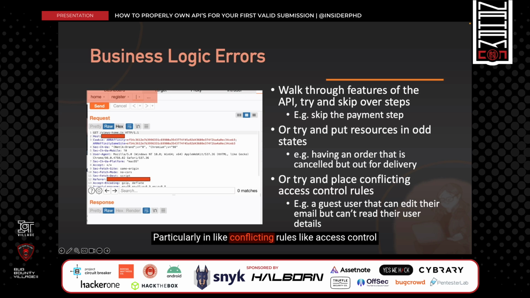Particularly in conflicting rules, like access control rules, where you have implied permission levels, this can happen quite a lot. So, for example, a guest user that can edit their email but can't actually read their user details because they're a guest. Things like that tend to be very, very common in APIs. And again, this is how I found my first vulnerability. Literally my approach was put things into Repeater, go through the steps one at a time, and then try and skip over one of the steps and see, maybe you could put in a negative quantity, for example. That's also a very common one on e-commerce websites.